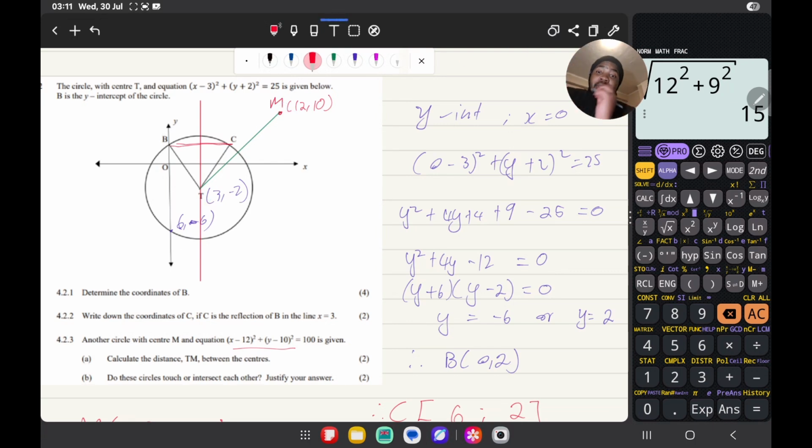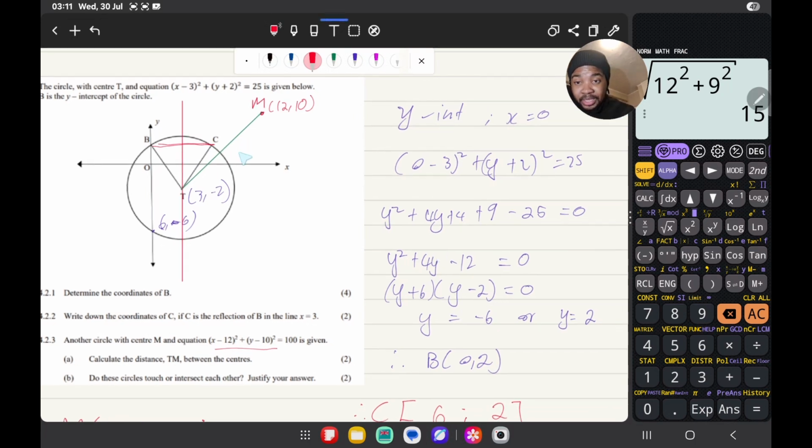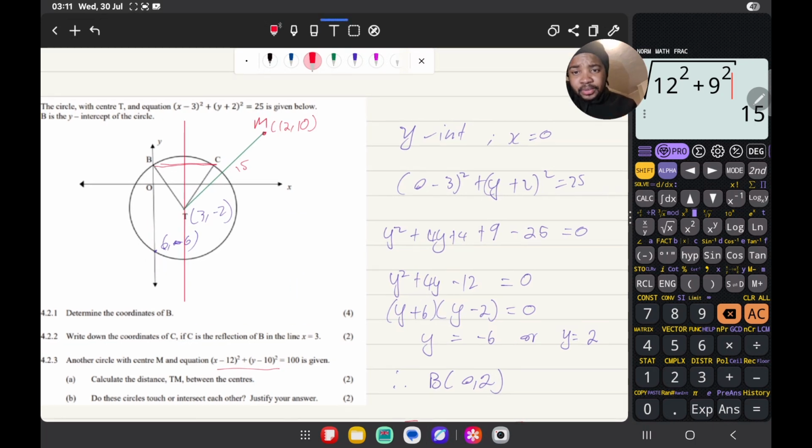So they ask you a question, do these circles touch or intersect each other? And we must justify our answer. Remember, the distance here is what? It is 15 units. But what is the radius for the circle? It is 10, right? The radius for this circle is 10.